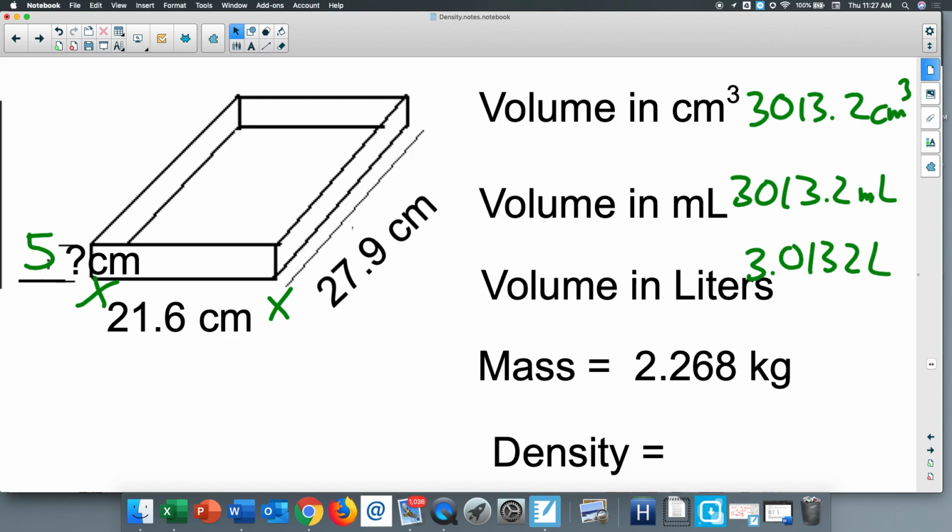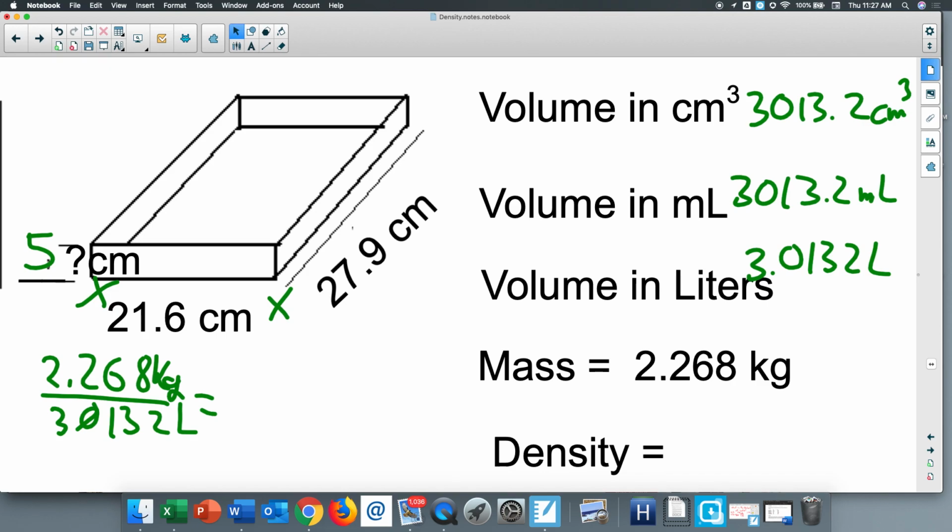Then now we want to get its density. All right. So, Julia, what are we going to do next? You do 2.268 divided by 3.0132. And this is the kilograms divided by the liters. And what does your calculator tell you the answer to this is?